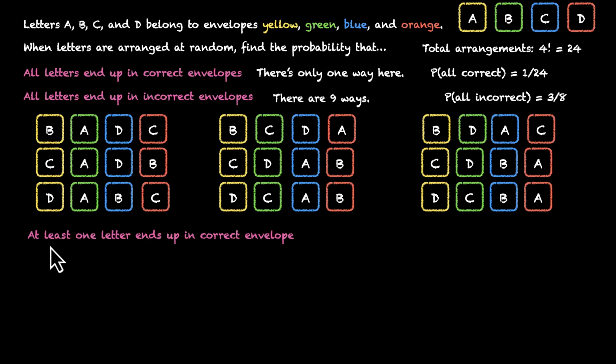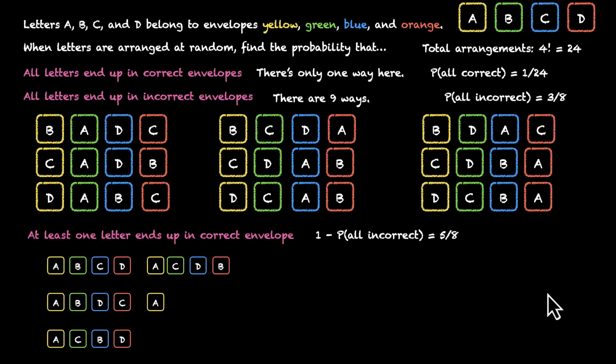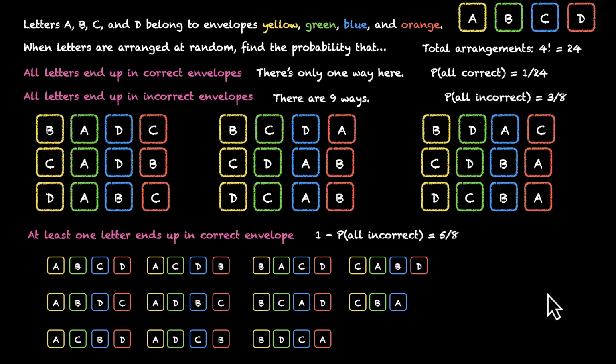The last scenario, at least one letter ends up in correct envelope. The probability of this is going to be 1 minus the probability that we have all letters ending up in incorrect envelopes. So this becomes 1 minus probability of all incorrect. This means 1 minus 3 by 8. This becomes 5 by 8. And these are the scenarios where we are having at least one letter ending up in a correct envelope.